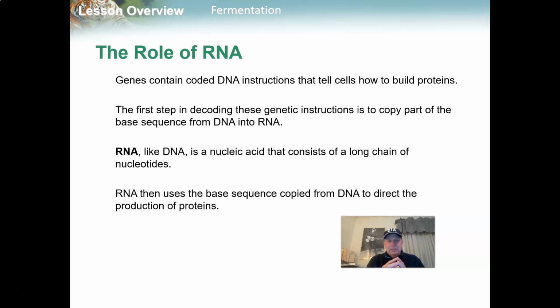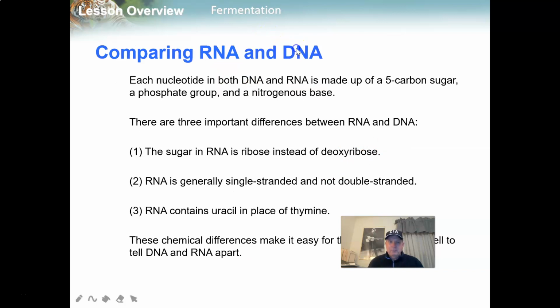RNA, like DNA, is a nucleic acid that consists of long chains of nucleotides. Okay, remember our four macromolecules: carbohydrates, proteins, lipids, and nucleic acids. Well, that's our DNA and our RNA. And we talked about monomers, and the monomer for a nucleic acid is a nucleotide, which has a phosphate, a sugar, and a base. RNA then uses the base sequence copied from DNA to direct the production of proteins.